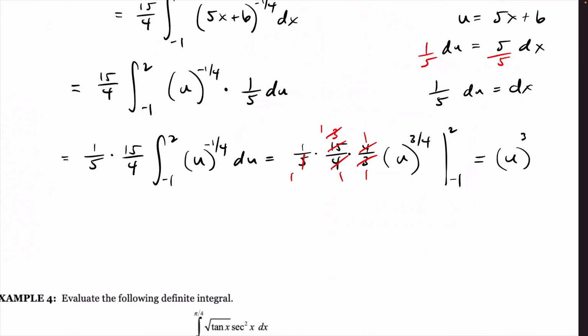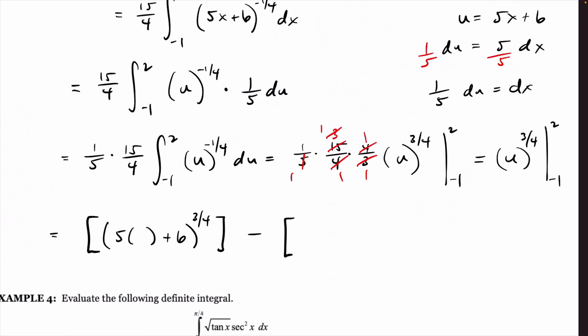Why? What are you doing, bro? You didn't simplify the 1/5 to 15 over 4? I did that, got like 15 over 20. I'm like, oh, that's 3 over 4. Okay. Then I saw 4 over 3. I'm like, oh. So I'm going to do two things right now. I'm going to move u back in, and I'm going to plug in the bounds at the same time. So u is 5x plus 6 to the 3/4 power. So I'm going to write that twice with the subtraction in the middle.